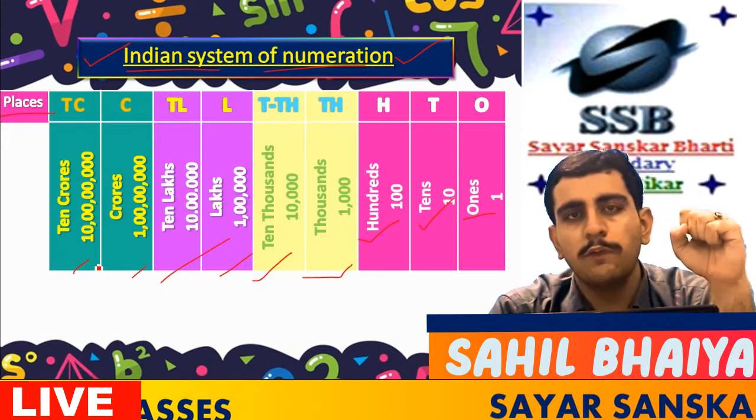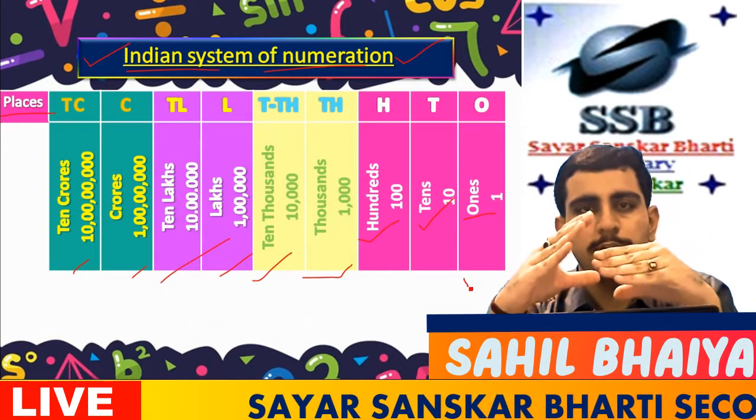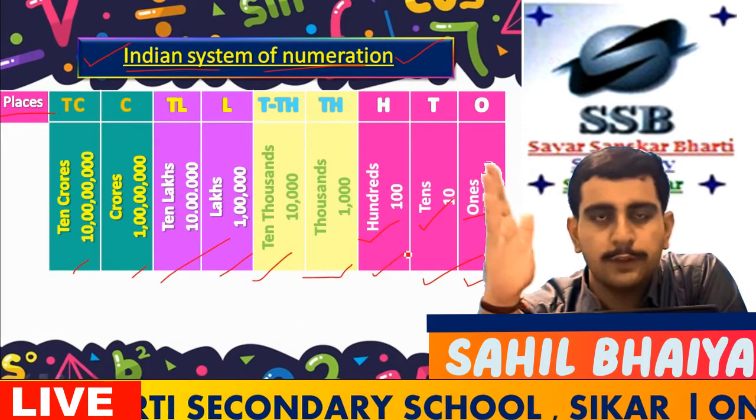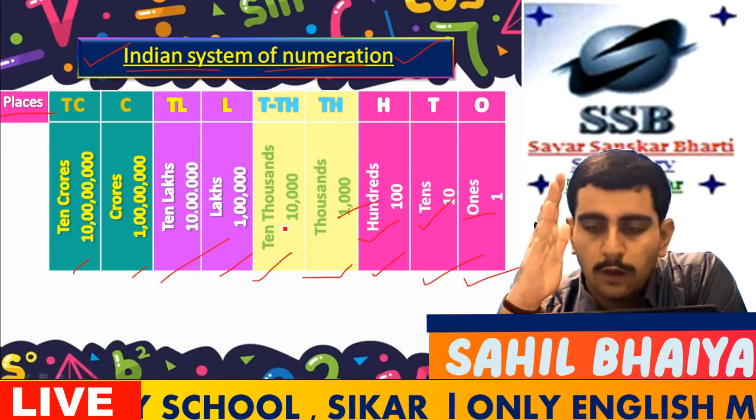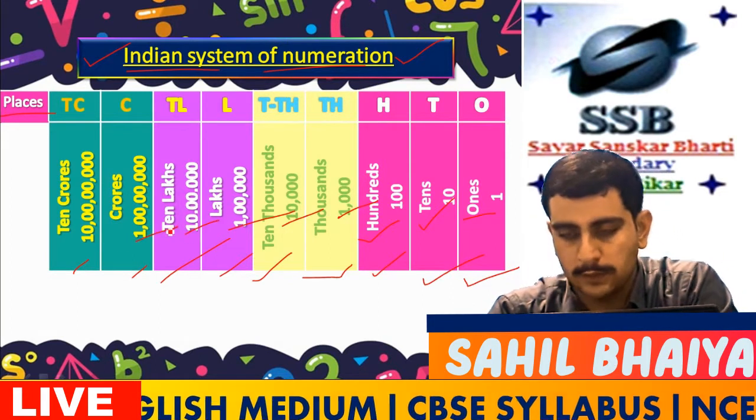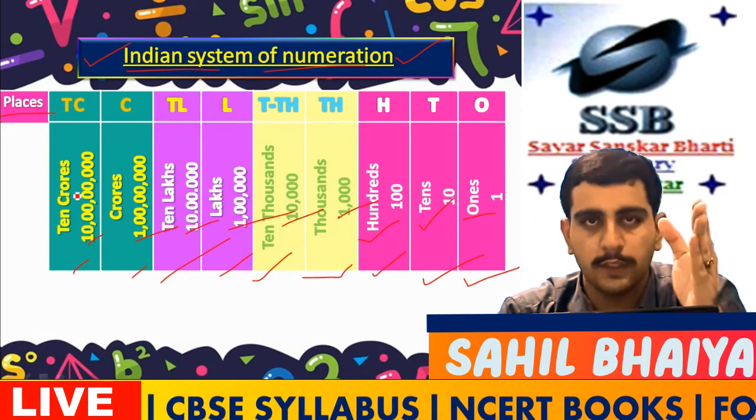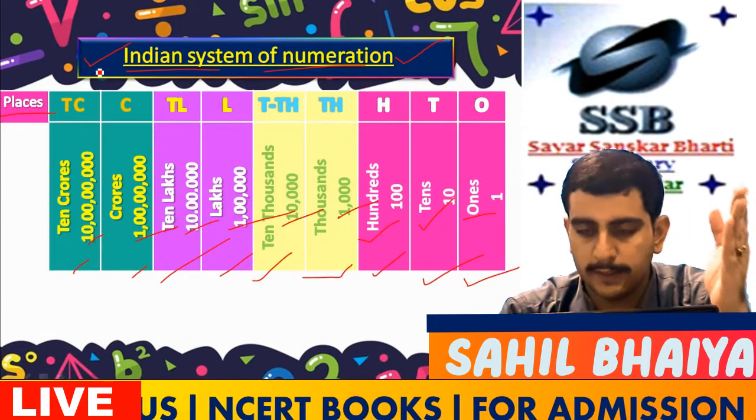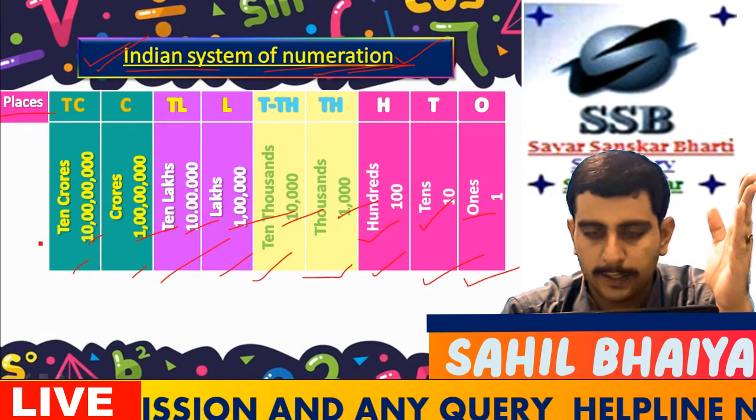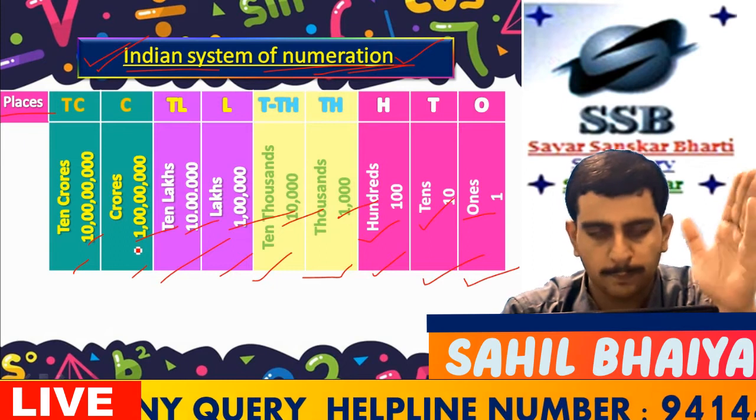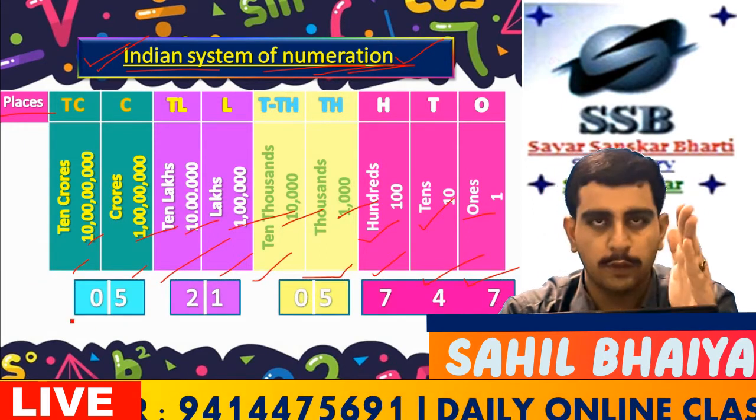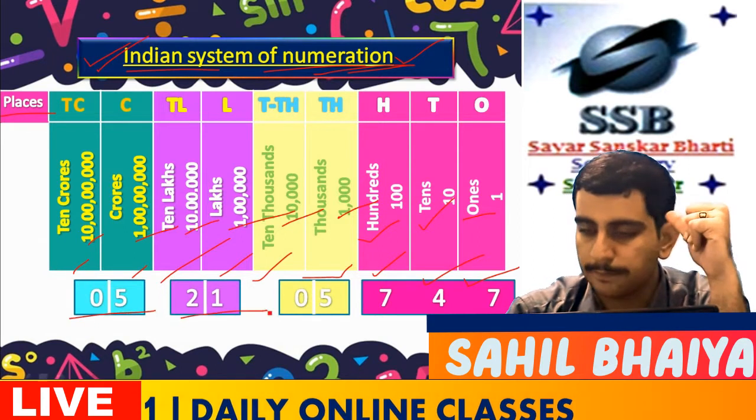So, what is the Indian system of numeration? It is a system in which we represent numbers in numeral form and also in word form. The first place is ones, represented by 1, then tens, 10, then hundreds, 100, thousands, 10,000s, lakhs, 10 lakhs, crores, 10 crores. These are the places in the Indian system of numeration. You can see them on the chart.